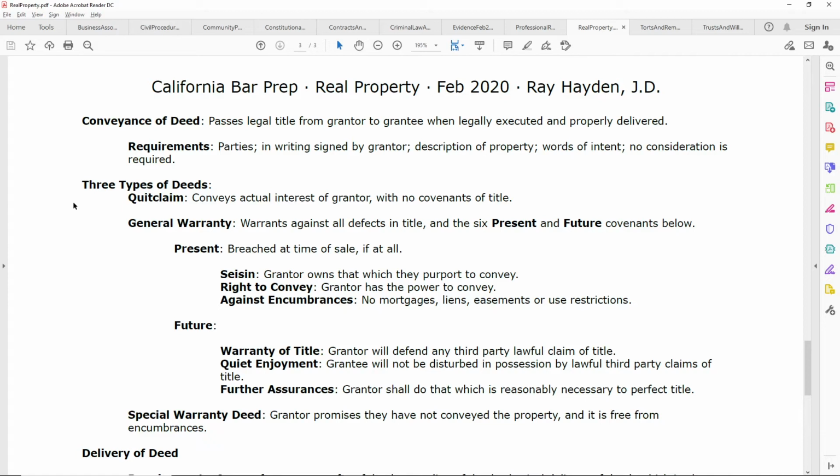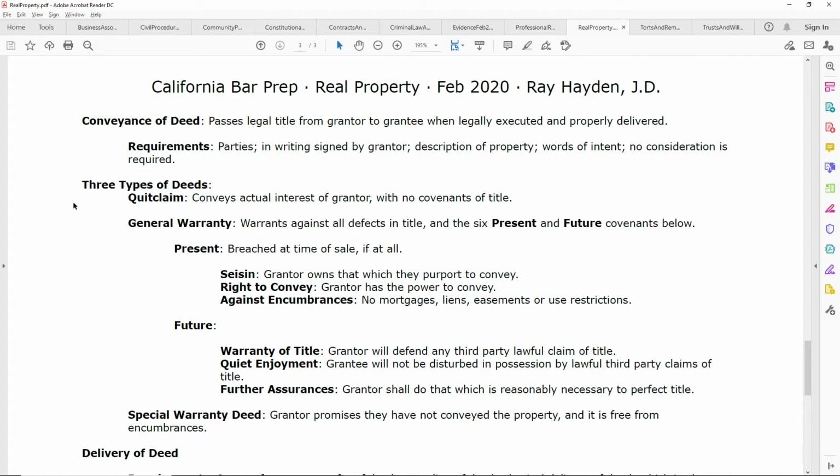Present covenants: breached at the time of sale, if at all. Seisin: the grantor owns that which they purport to convey. Right to convey: the grantor has the power to convey. Against encumbrances: no mortgages, liens, easements, or use restrictions.